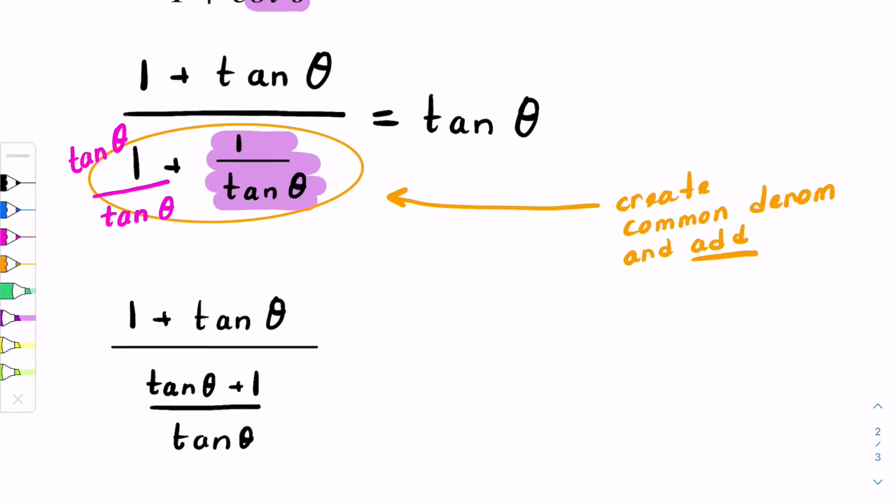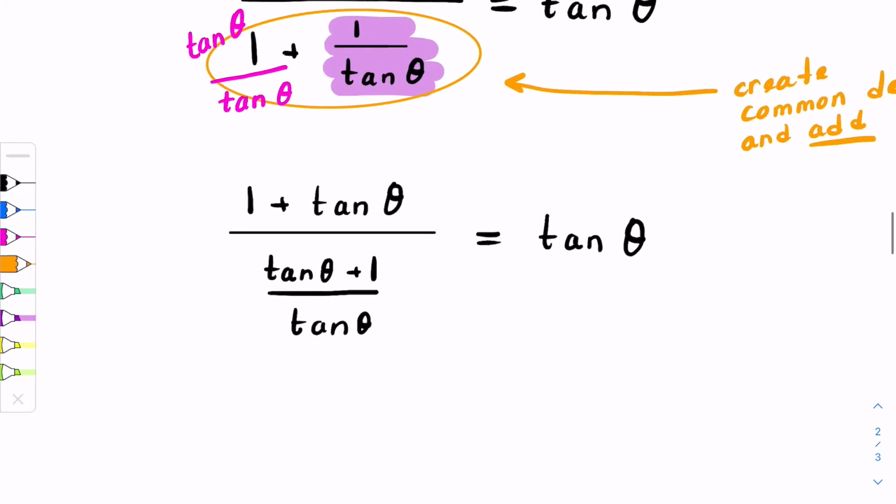And that's just from adding my numerators together and then creating a common denominator. And we're proving that this is equal to tangent of theta. Now, once you get to this point, you can multiply by the reciprocal.